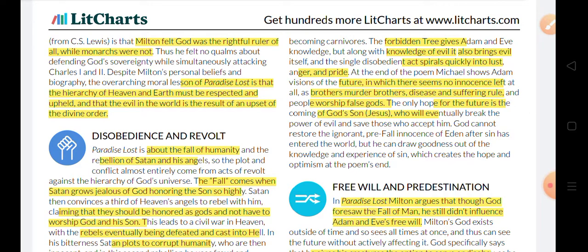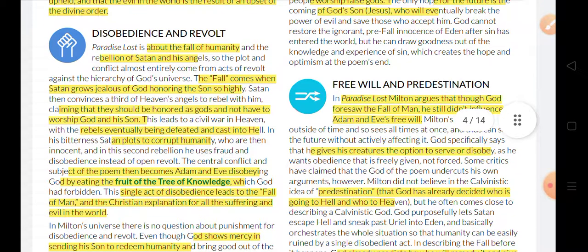So Milton felt God was the rightful ruler of all, while monarchies were not. And then in Paradise Lost the moral lesson is that the hierarchy of heaven and earth must be respected and upheld, and that the evil in the world is the result of an upset of that divine order. And the second theme is disobedience and revolt.